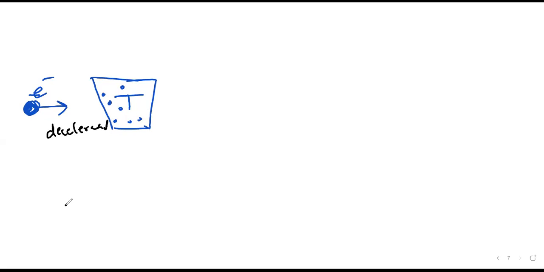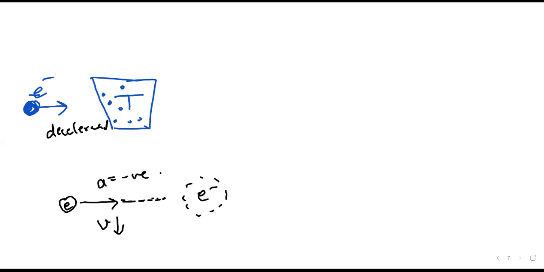See, as simple as that. If this is a single electron moving towards it, and you have a cloud of electrons, then obviously when it is trying to reach near it, its speed will be reduced. That means it is having negative acceleration, right? And we know that whenever any charged particle accelerates or decelerates, it will produce electromagnetic waves. Is it not?